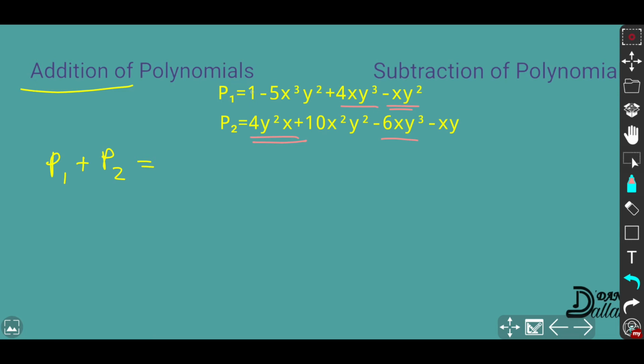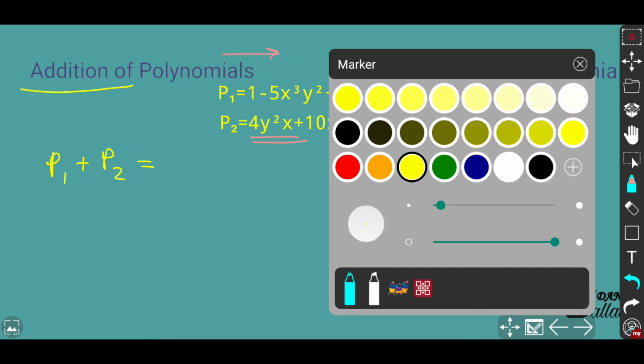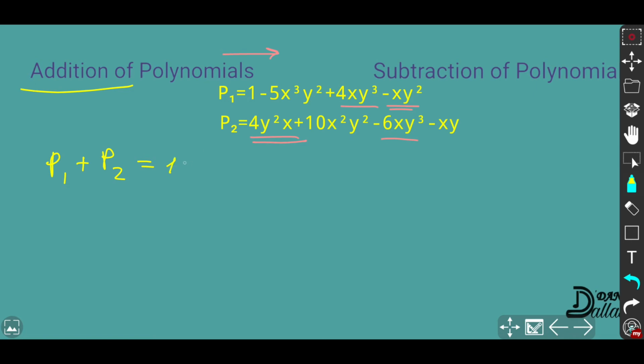So right now, the strategy: you just need to put all the terms in a systematic way. So I'll start from the very beginning and just go in this direction. So I'll get, changing the color, 1 minus 5x cubed y squared. They're unique terms for P1. Then I will add 4xy cubed and the same similar term, minus 6xy cubed.